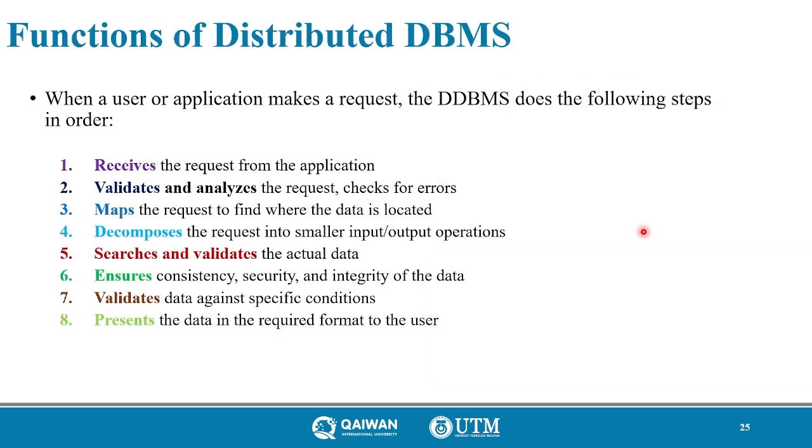Now, the function of a distributed database management system is, first, to receive the request from the application, then validate and analyze the request to check for errors, map the request to find where the data is located, decompose the request into smaller input-output operations, search and validate the actual data, ensure consistency, security and integrity of the data, validate data against specific conditions, and lastly, present the data in the required format for the user.